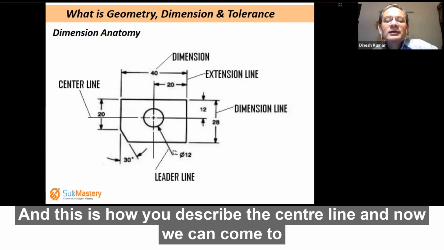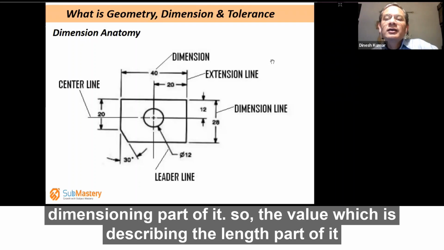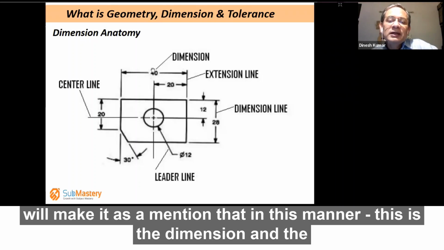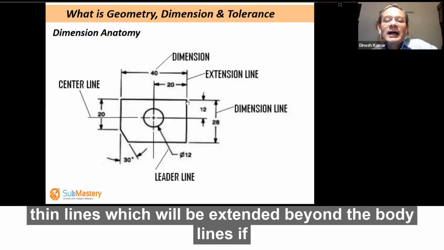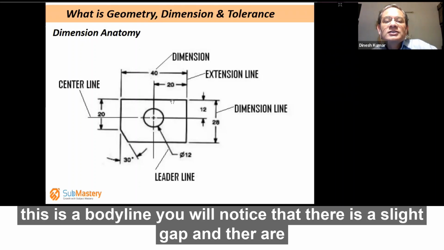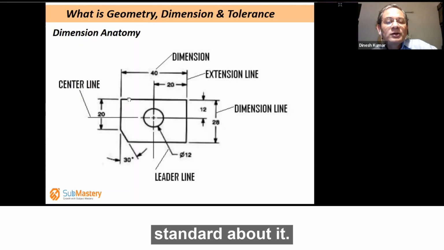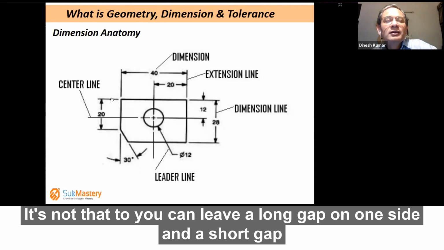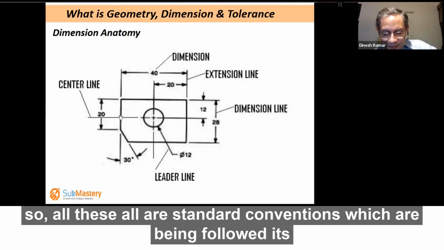Now if we come to the dimensioning part of it, the value which is describing the length part, we make a mention in this manner, and this is the dimension. And the thin lines which extend beyond the body lines: if this is the body line, you would notice that there is a slight gap, and there are standards about it. It's not that you can leave a long gap on one side and a short gap on the other side. So all these are standard conventions which are being followed.